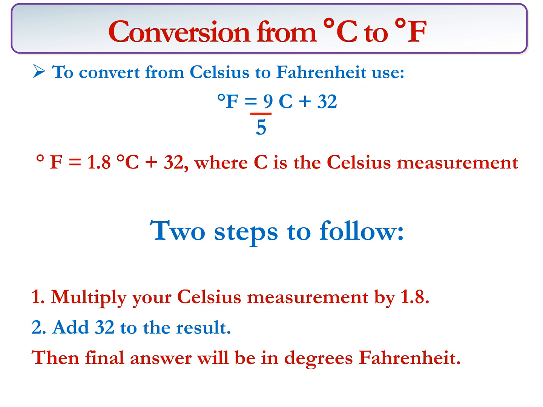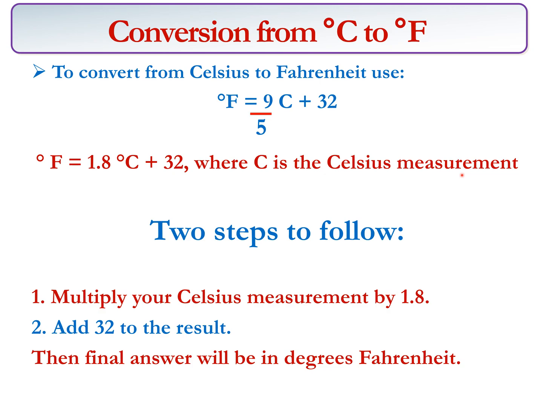Okay, so we now look at how to convert from degrees C to degrees F. To convert from Celsius to Fahrenheit, we use the formula F equals 9 divided by 5 C plus 32. From this formula, we can also write that F is equal to 1.8C plus 32, by simply dividing 9 by 5, where C is the Celsius measurement.